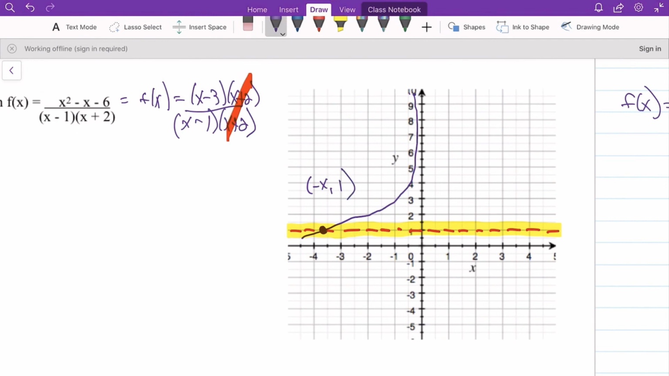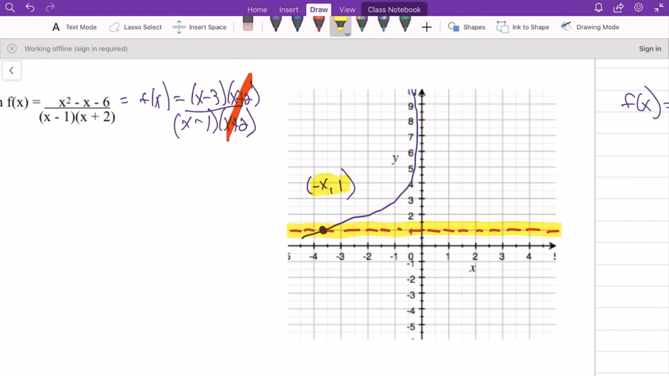So if the graph is going to intersect the asymptote right on this line here, the y-coordinate is going to be 1. Which means that at some place, the function has to equal a y value of 1. We just need to figure out if there's an x-coordinate to go with that y-coordinate of 1.